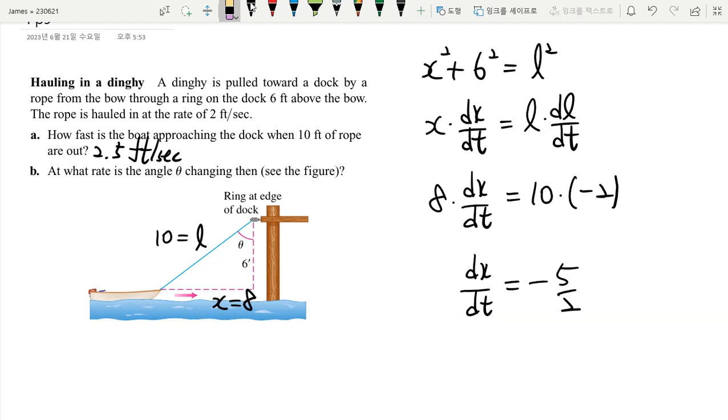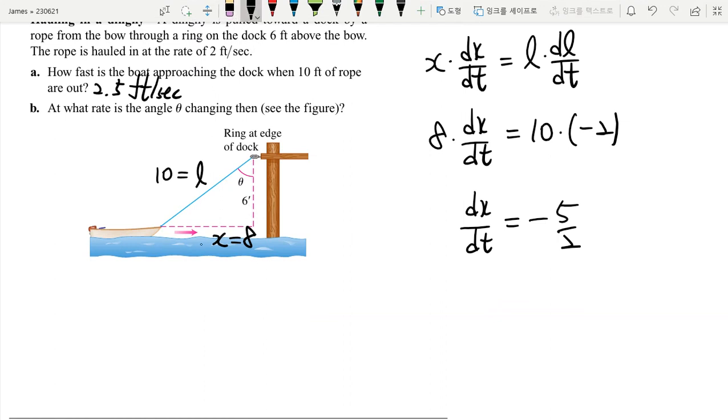And then the value of theta. Cosine theta is, which one is better? Let's use tangent. So in this triangle, tangent theta is x over 6.